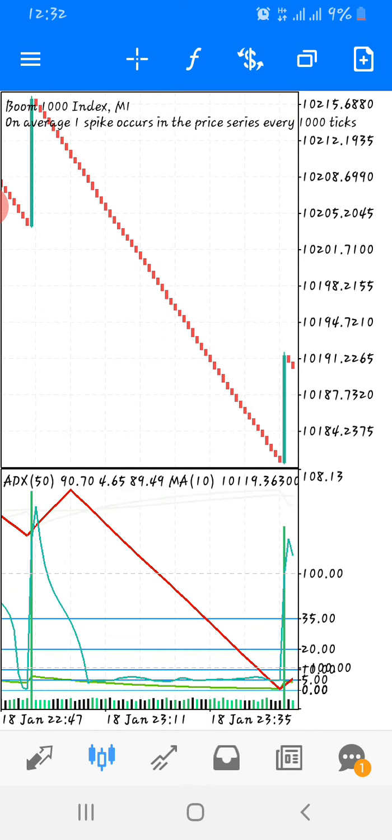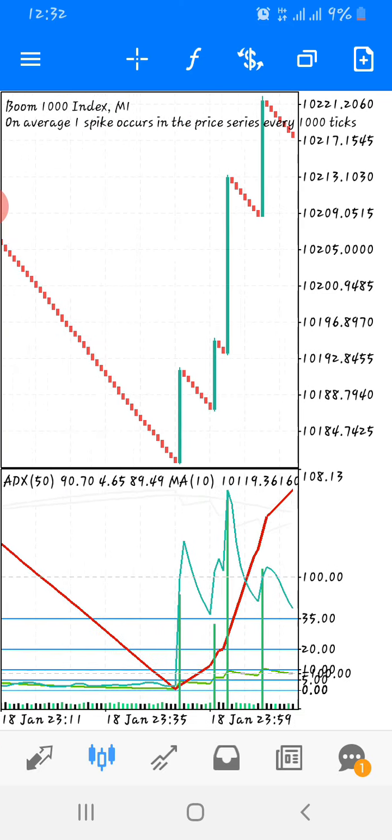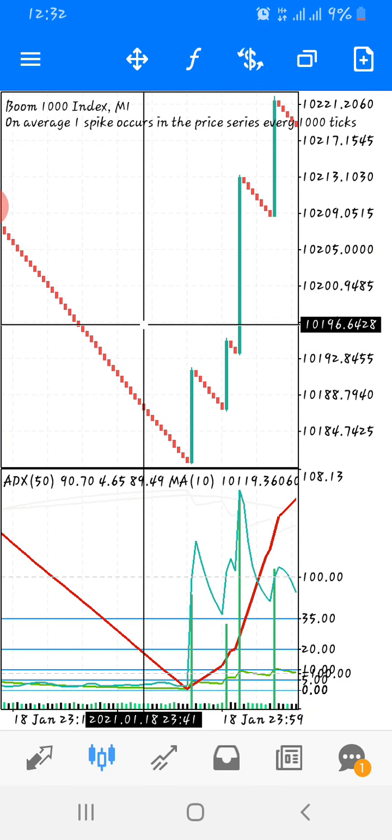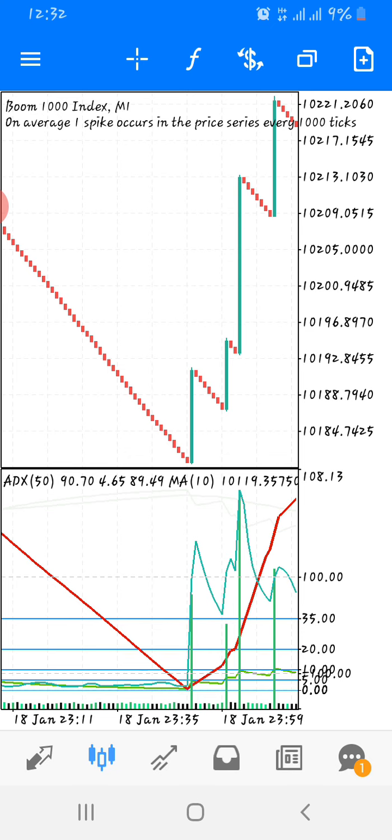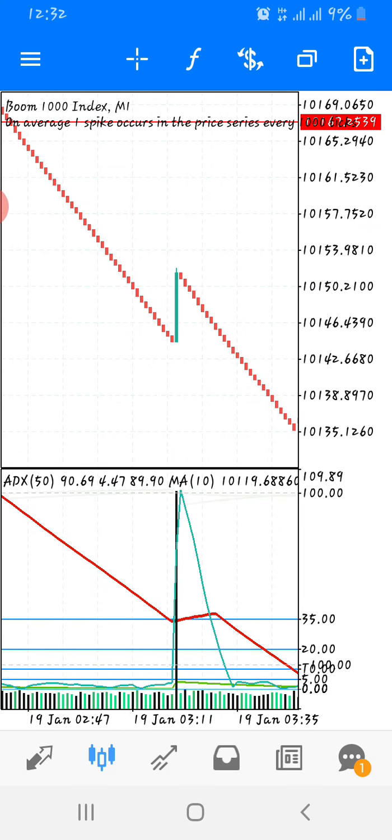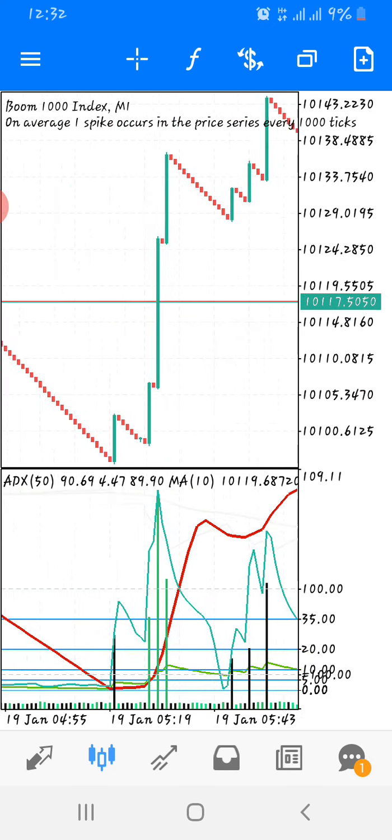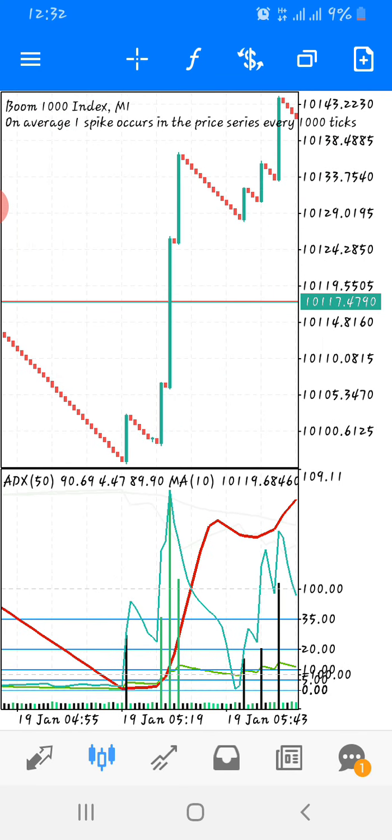This one doesn't fail at all. And the good thing about it, it's a long spike. It spikes, it continues. That just shows that an uptrend is occurring. A heavy uptrend. So you see here too.